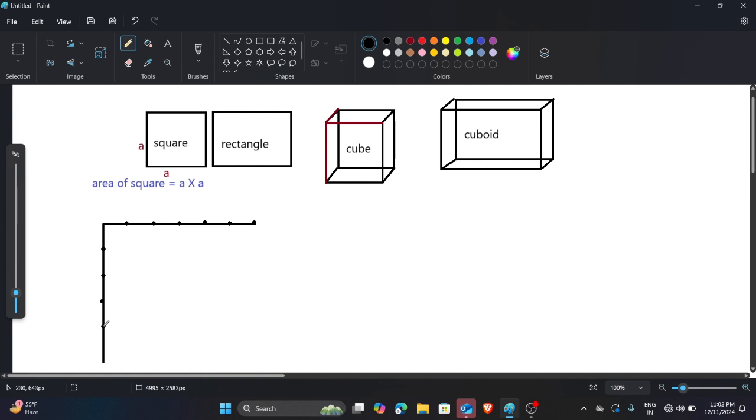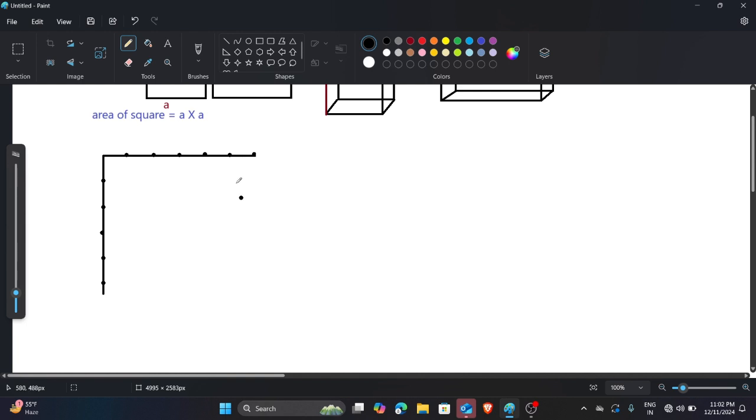So we consider this, and with the help of that, we can get 1, 2, 3, 4, 5, and 6. One, a little bit bigger. No problem, we just increase this line.